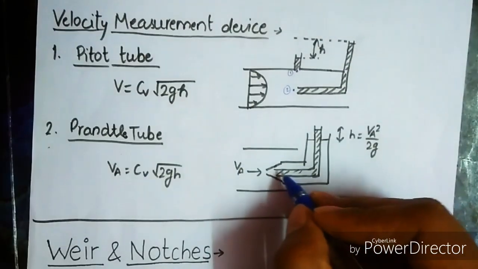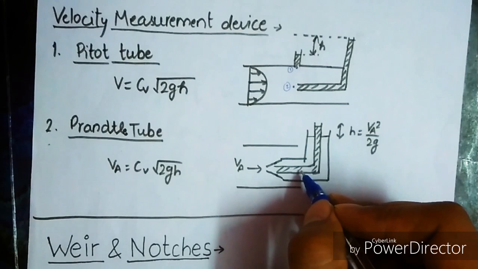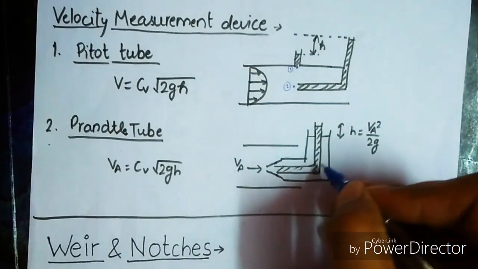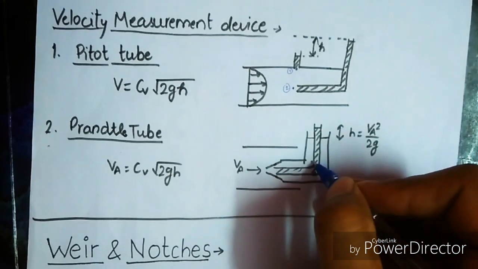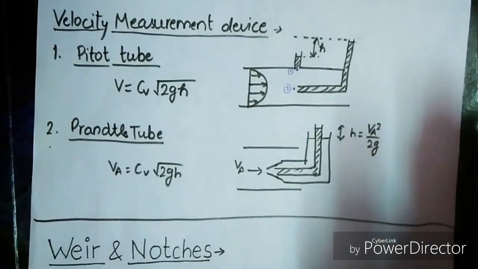Here we are providing a tube like this, and inside this tube we are having another tube. Okay, and we find out the elevation in this tube. This is the difference in the elevation between the outer tube and inner tube. This is H equals Va square upon 2g.